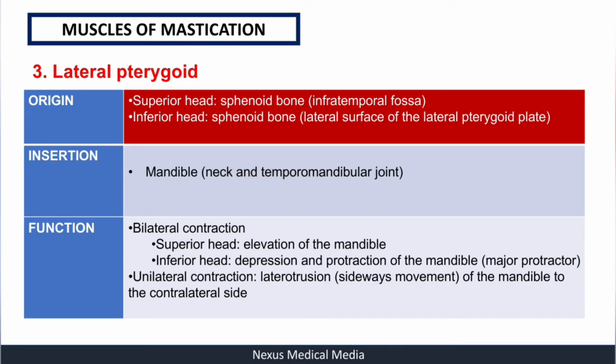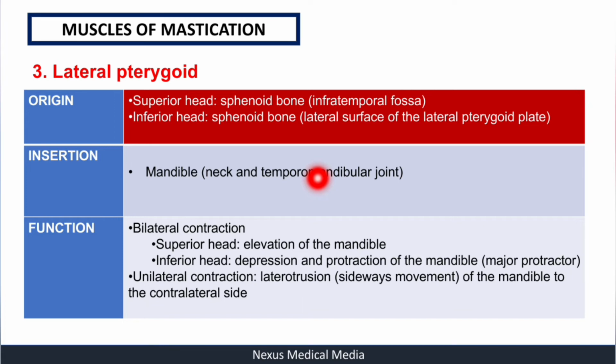The functions of the lateral pterygoid: let's look at it this way. You remember the temporomandibular joint, here is the insertion. These joints are combined, they work together, the left side and right side. Let's see what happens if there is bilateral contraction.